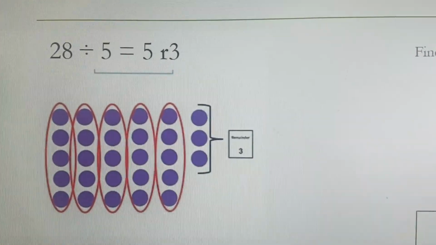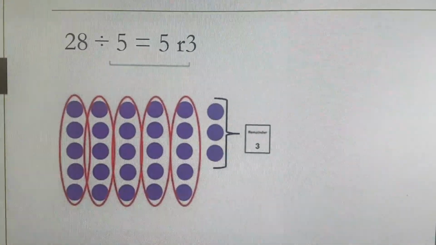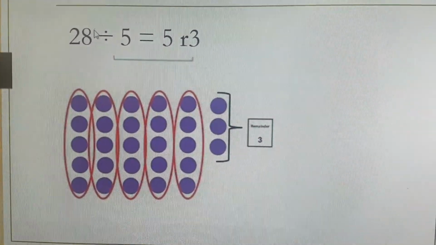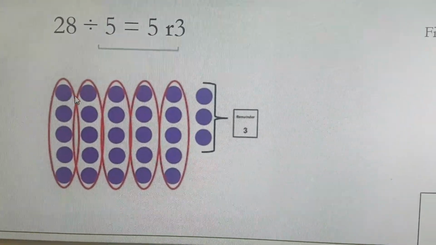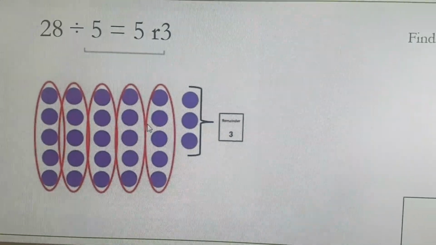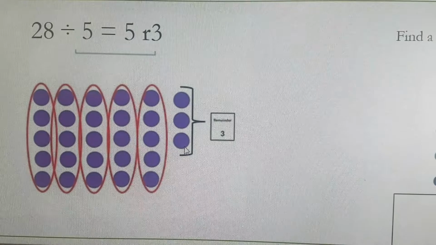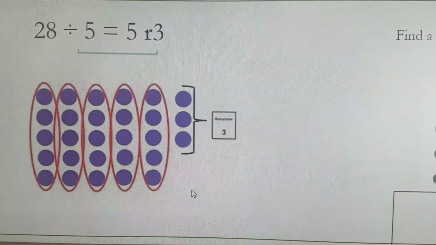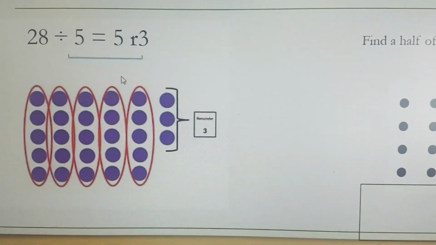Here is another example of finding remainders. In this picture we have 28 counters. We're to divide this into groups of 5. We've done this, and as you can see there are 5 groups of 5 in the number 28. But equally we can tell straight away that there are 3 left over. We cannot make another group of 5. So our answer is 5 remainder 3.